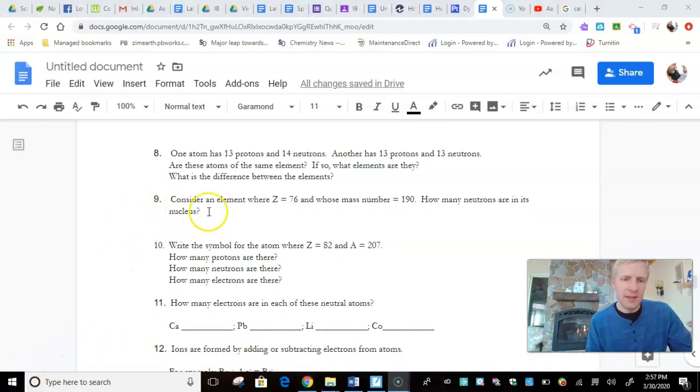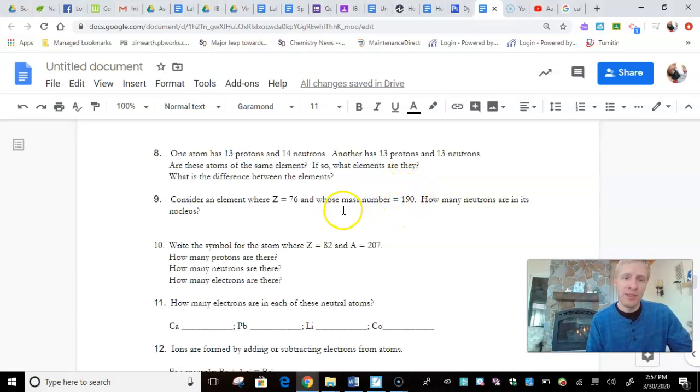Let's try number 9. It says consider an element where Z equals 76 and whose mass number is 190. And typically Z is representing the atomic number or the number of protons. And how many neutrons are in its nucleus? So we're looking for neutrons.